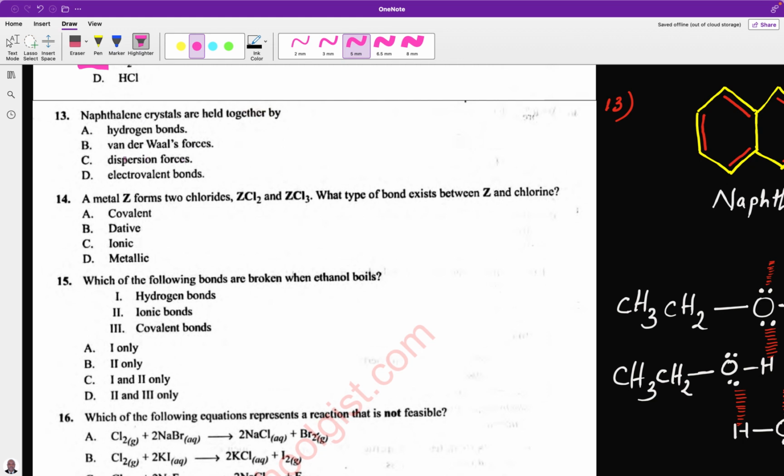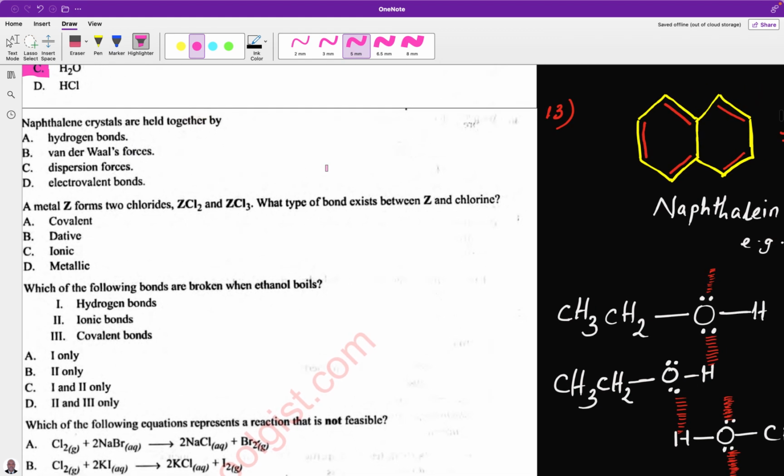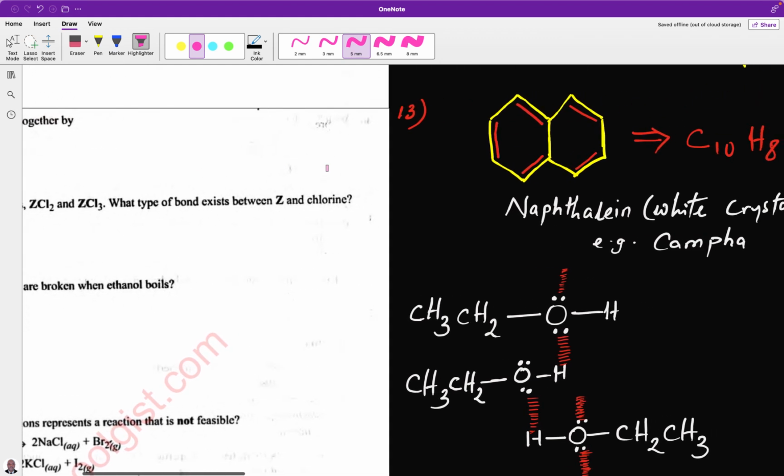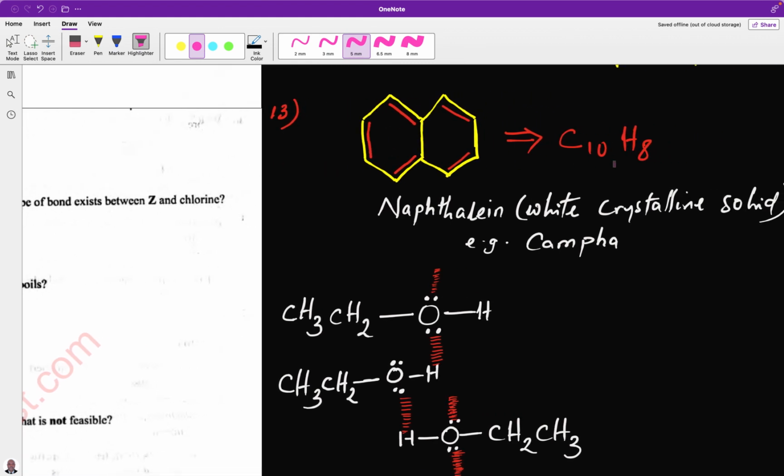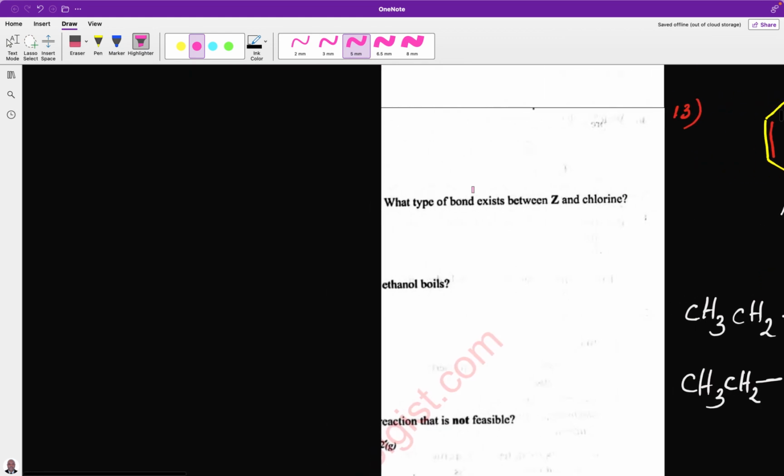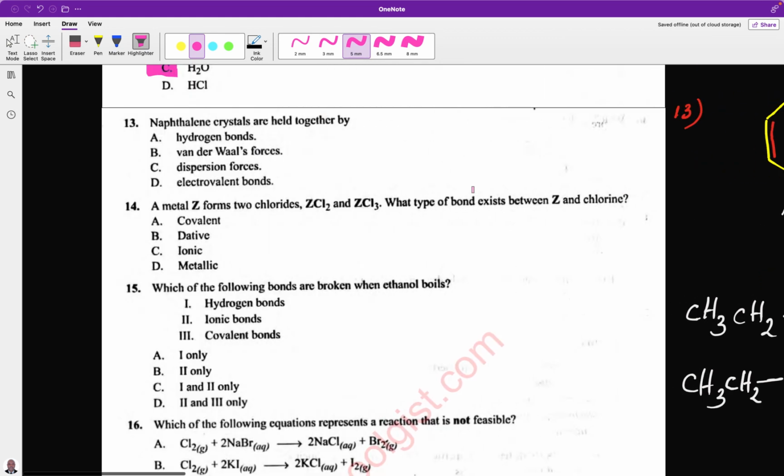No. Electrovalent bonds? No. The right word to use for such a molecule, because the crystals here are held together by van der Waals forces. They are the van der Waals forces that hold these together. So now, our answer for this is B.